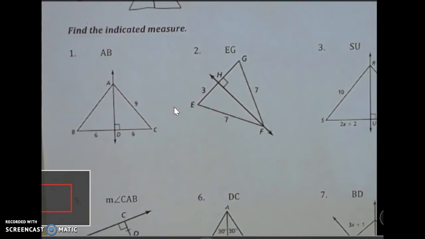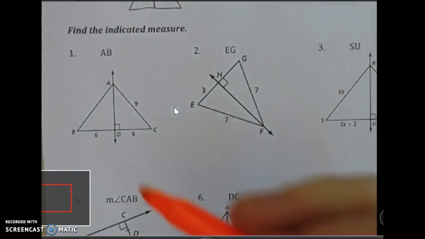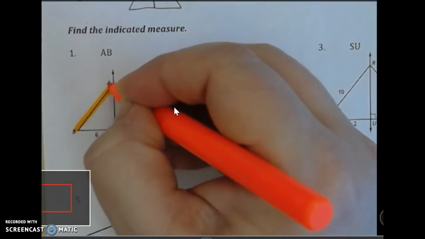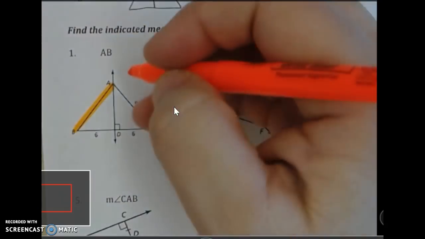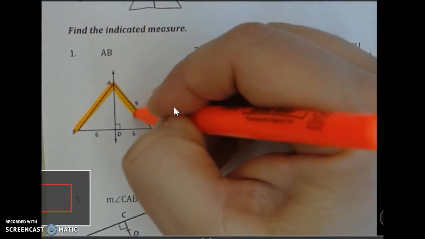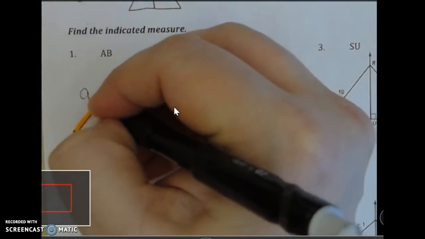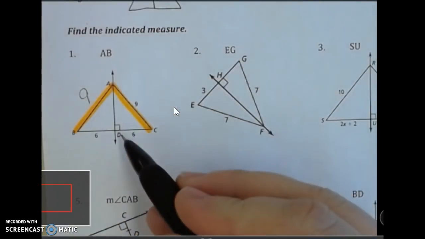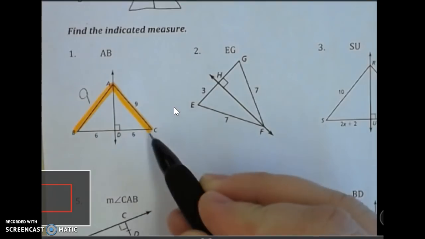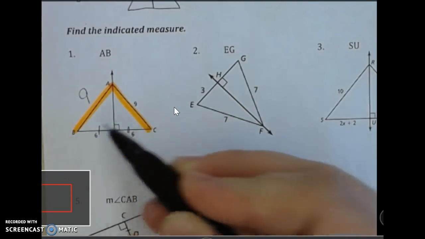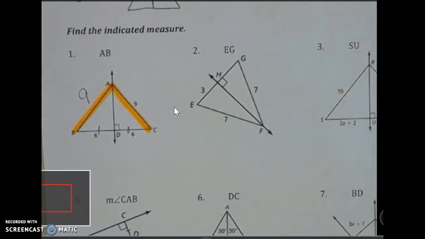Okay, so finding A to B, well, let me see if I can find a highlighter. A to B is right here, which is exactly what we set up there, so that means it's the same as this one. And so this is 9. The reason I know that this was a perpendicular bisector is because I have a right angle here, and 6 is equal to 6. So that means D was also the midpoint, which means it was bisected.